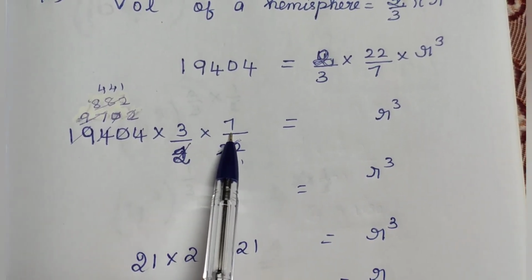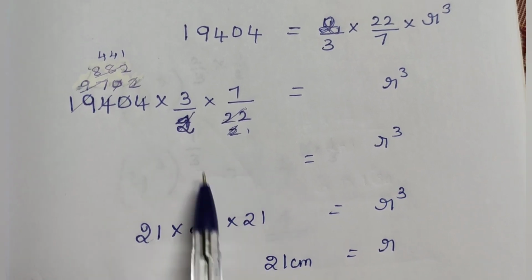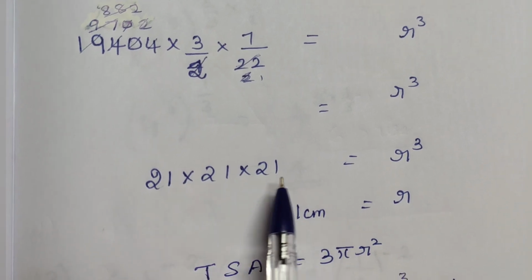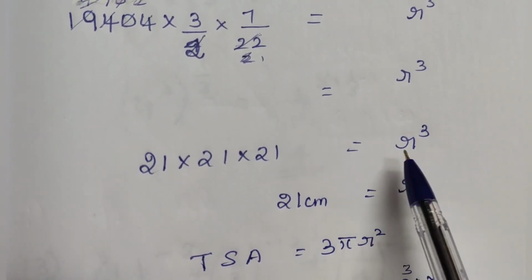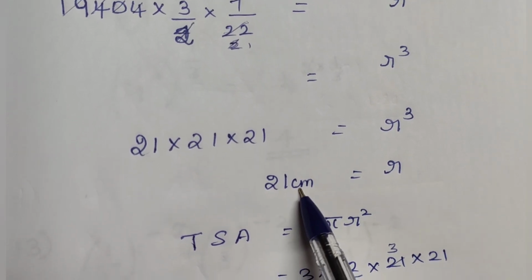Into 3 sevens are 21. I write 441 as 21 into 21. Again 3 sevens are 21. R cube is equal to 21 into 21 into 21. R is the cube root of R cube. R is equal to 21 centimeter.